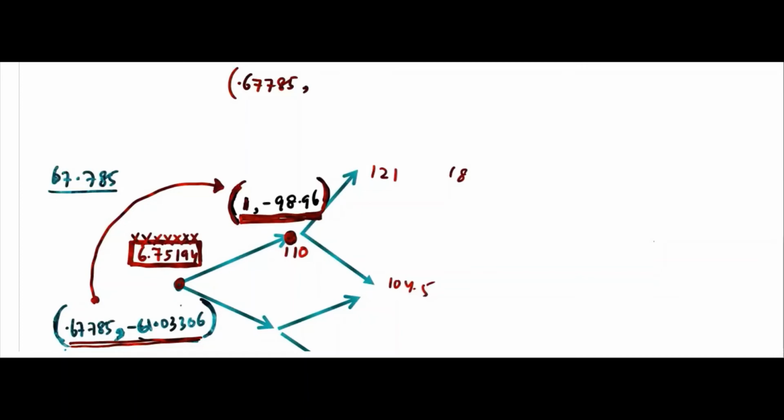Now see what the cash amount is: 61.03306 with 0.04, right? 4% continuous compounding. My borrowing must now have increased to this amount, minus 2 point. So this happened due to this.